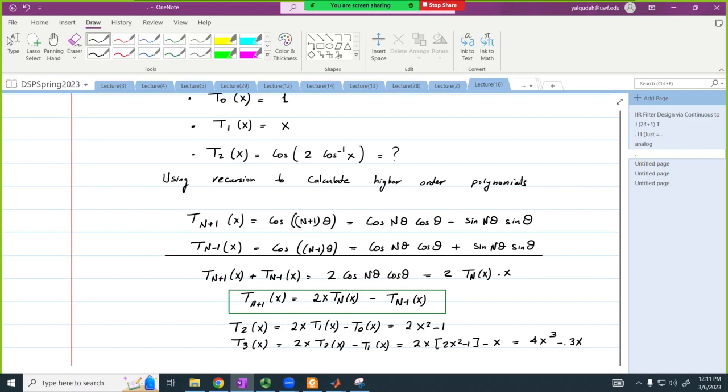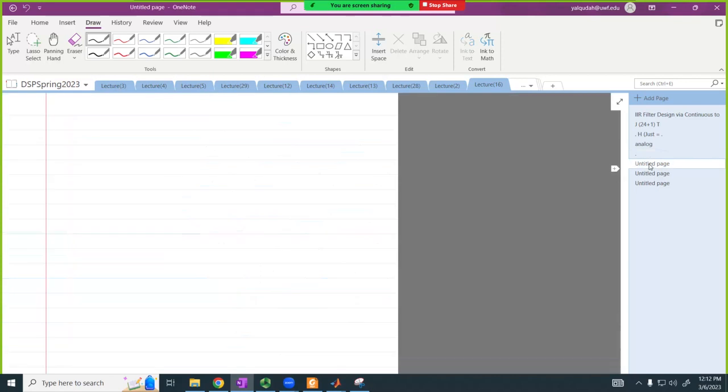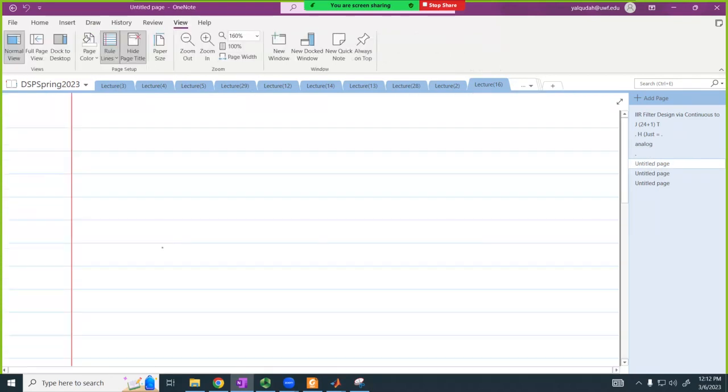Now let's look at what makes these polynomials very special. All we've done is say it's a Chebyshev filter. The only thing about it is the Chebyshev polynomial that makes up the filter. Now let's look at these polynomials and see what properties make them suitable for filter design.